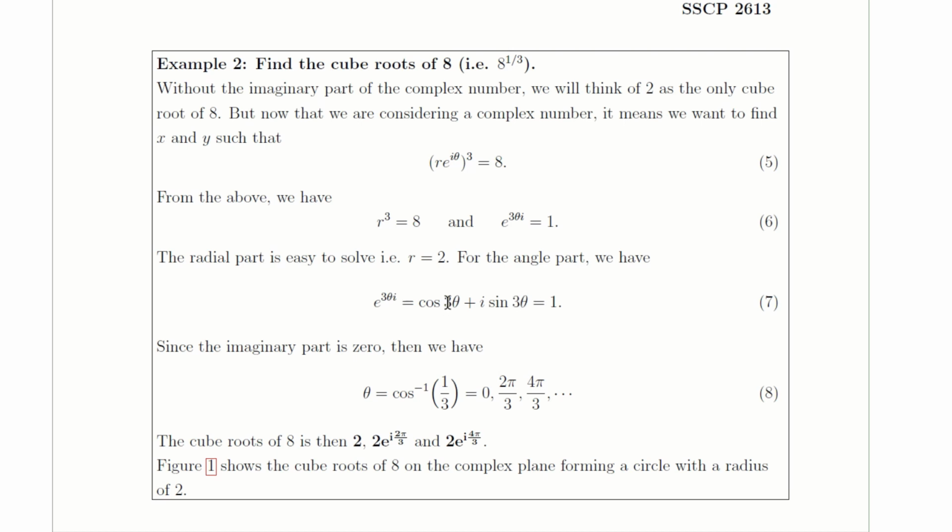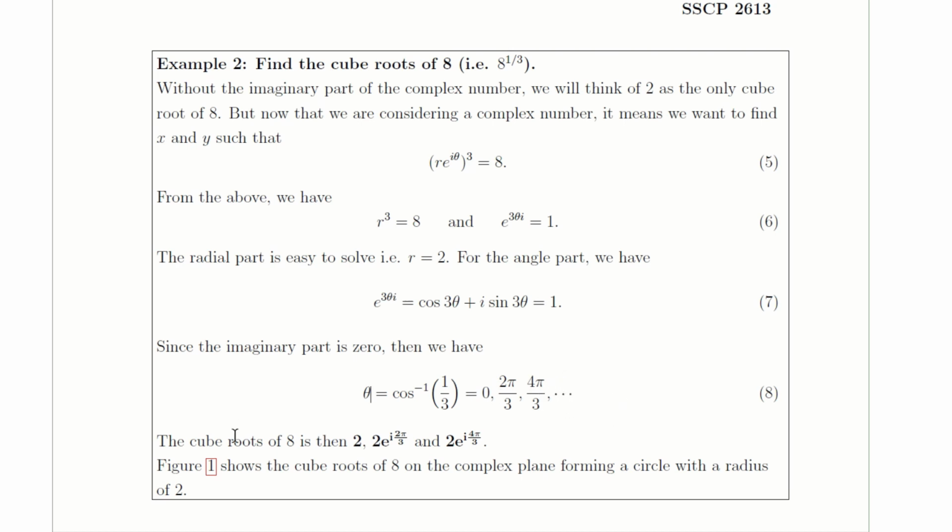And here this is going to be equal to 1, because my right hand side, this whole thing, must be equal to 1. Therefore the imaginary part is not existing over here, and this means that cos 3 theta is equal to 1, and sin 3 theta is equal to 0. Therefore, when you take cos 3 theta equals 1, you just have to rearrange it so that my angle theta is going to be equal to arccos of 1 over 3, and this is equal to 0, 2 pi over 3, 4 pi over 3, and so on.